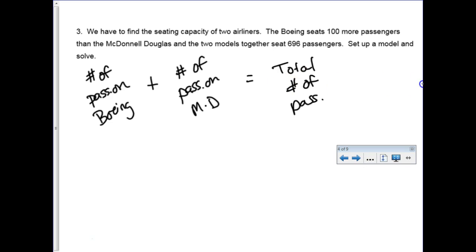You know what? I changed my mind. Let's not use two variables. The number of passengers on Boeing is not an actual number. It's an algebraic component, because it says it's 100 more passengers than on the McDonnell Douglas. I actually don't know how many people are on the McDonnell Douglas. So let's call the McDonnell Douglas X number of passengers. Well then, 100 more than that would be 100 plus X. See what I did there? The total is 696.